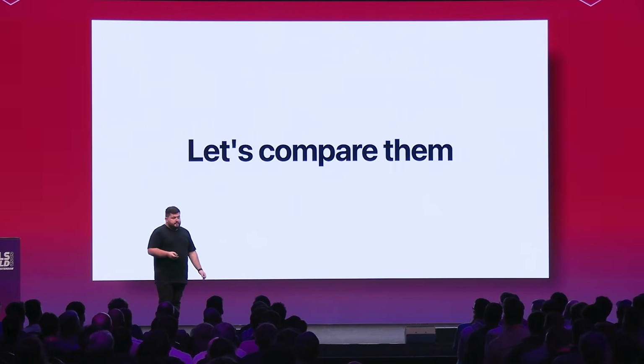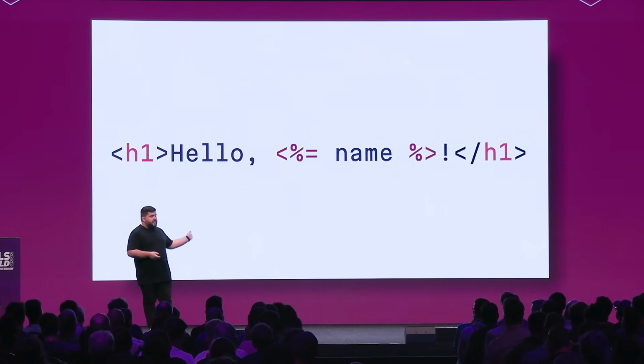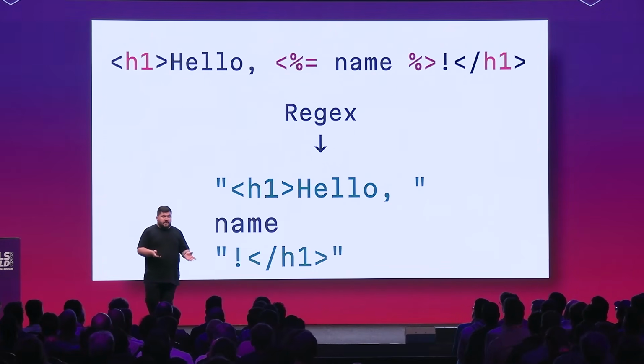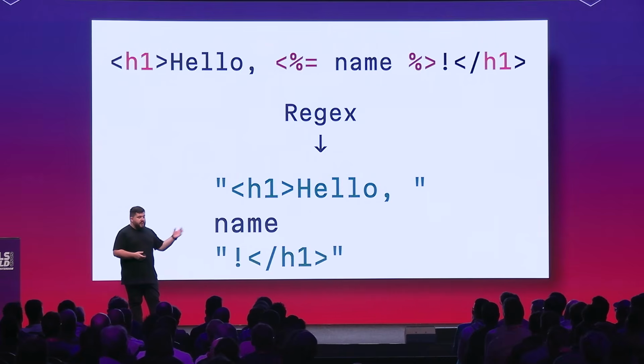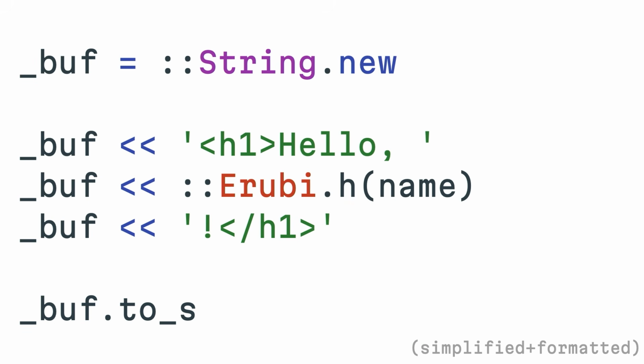So let's compare them. If you use the ERB engine today and give it templates, this time we have an actual closing tag. What it will use is a regex to figure out the dynamic pieces of that template. So we have a string, we have Ruby, and another string. And it transforms this to call add text, add expression for these individual pieces. And what this gives us is a compiled template. In this case, it's a little bit formatted and simplified. But we have a buffer, and we shuffle strings into it, or Ruby method returns into the buffer.